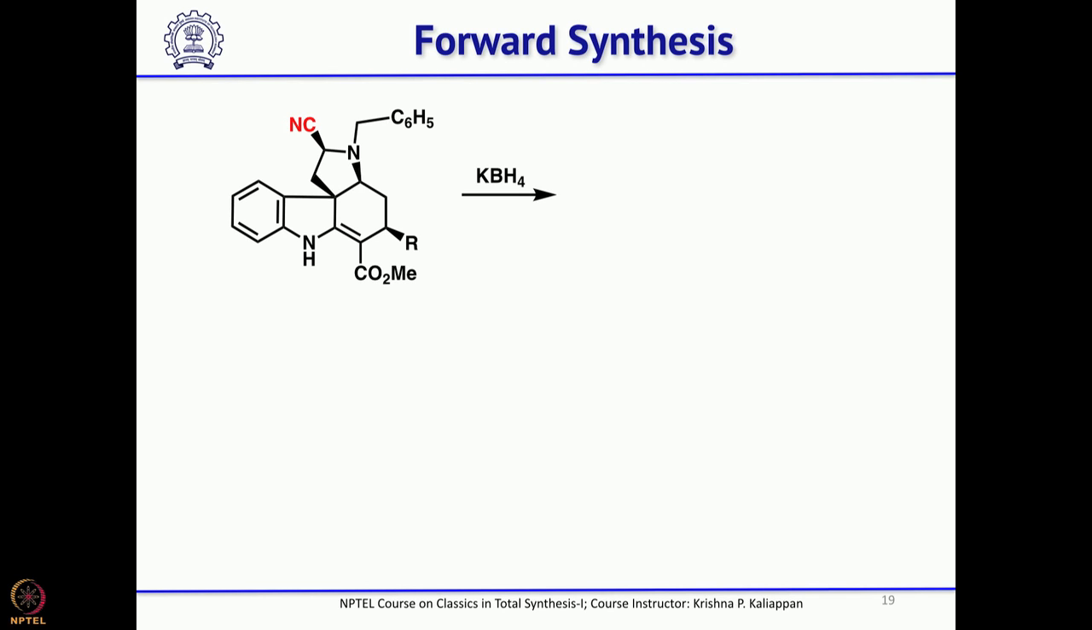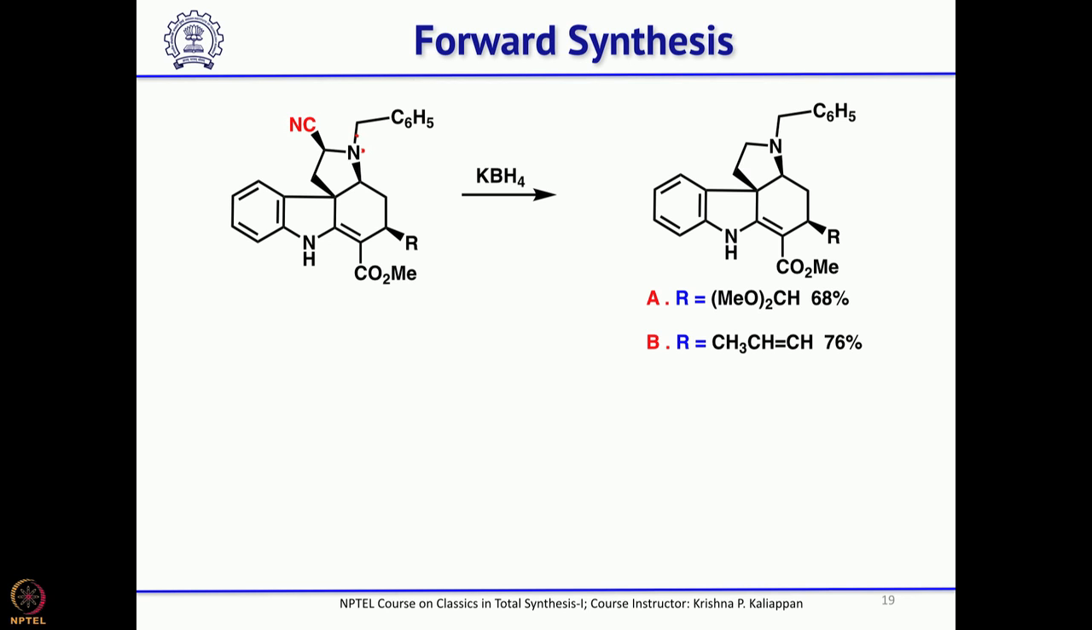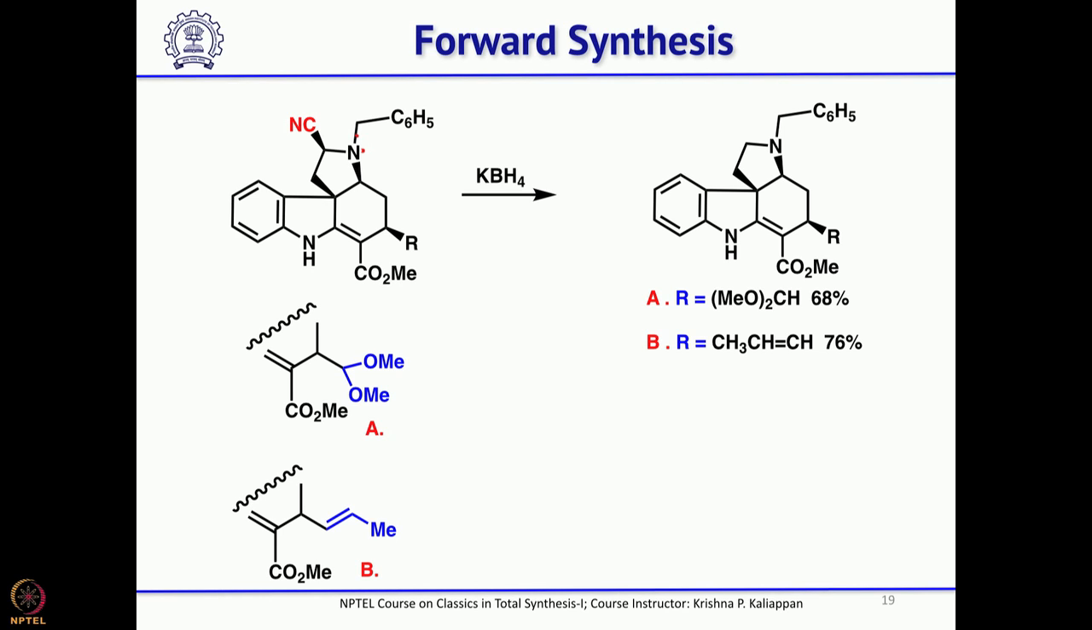Once you have the cyanide group, it can be removed because you have a lone pair here. The lone pair will help. With potassium borohydride, you get the corresponding pyrrolidine ring without the cyanide. Okay. Next, it is straightforward.